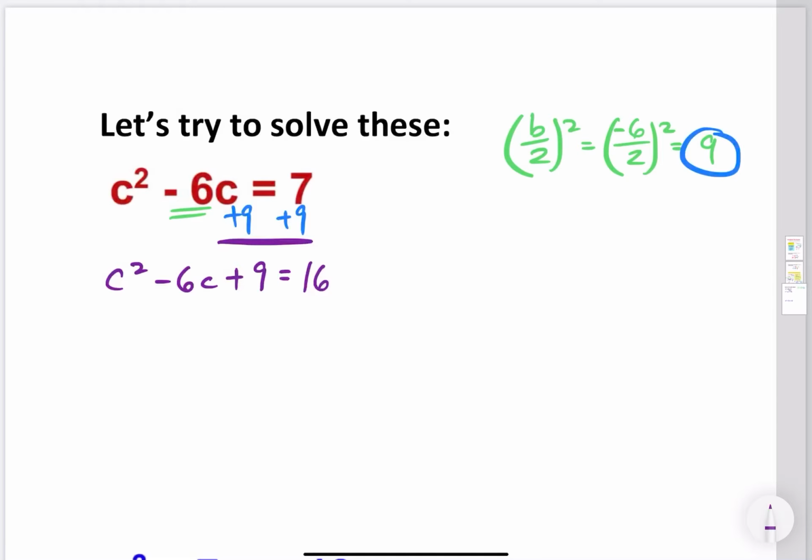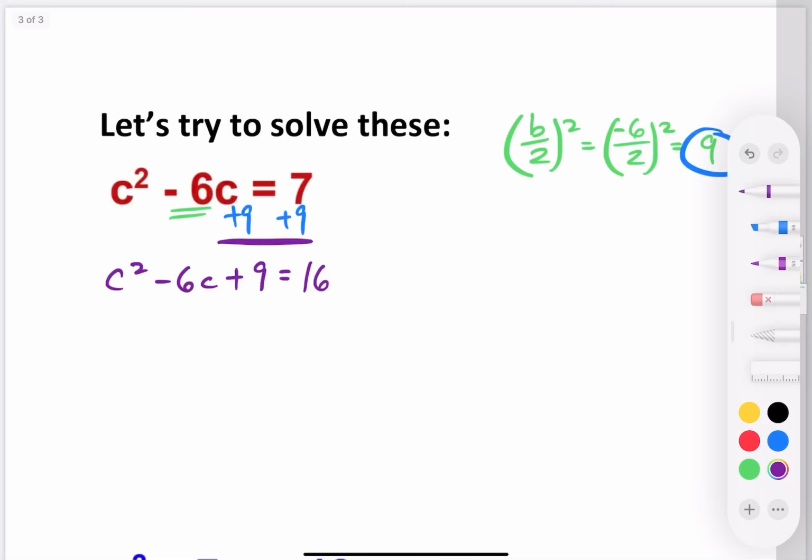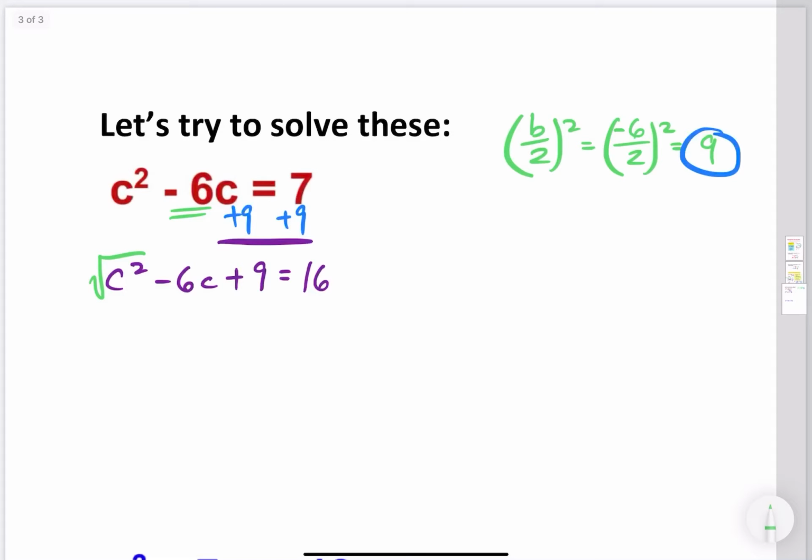Okay, so now we have a perfect square trinomial on the left. And I know it's a perfect square trinomial because we completed the square. That's the whole purpose of completing the square. So now we're going to solve by factoring that perfect square trinomial. So I square root the first, square root the last. So that's going to be c and 3. Take the sign in the middle, which is the minus sign, and we square it. We bring down the equal sign, we bring down the 16.